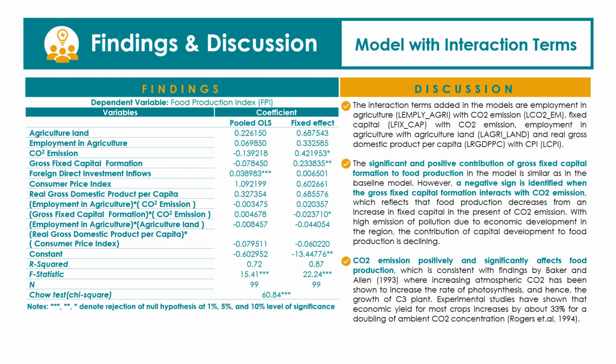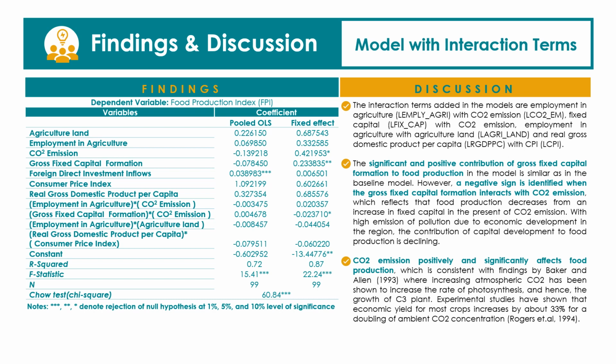As for the model with interaction terms, the interaction terms added in the models are employment in agriculture with CO2 emission, fixed capital with CO2 emission, employment in agriculture with agriculture land, and real gross domestic product per capita with CPI. The significant and positive contribution of gross fixed capital formation to food production in the model is similar as in the baseline model. However, a negative sign is identified when the gross fixed capital formation interacts with the CO2 emission, which reflects that food production decreases from an increase in fixed capital in the presence of CO2 emission.